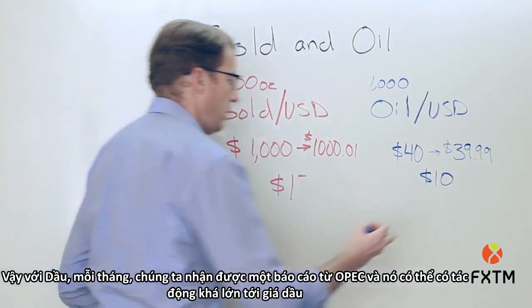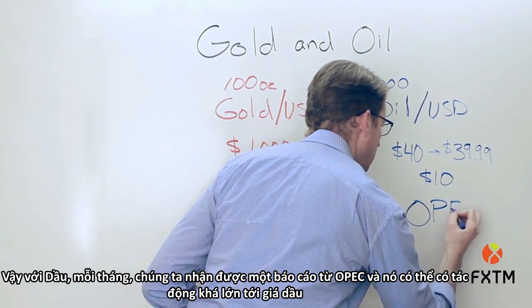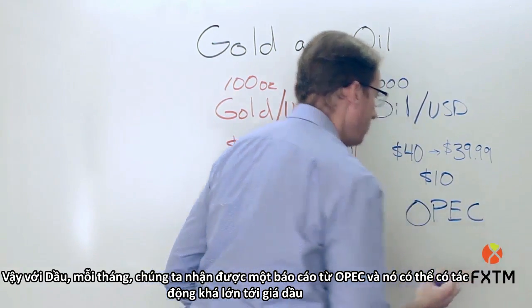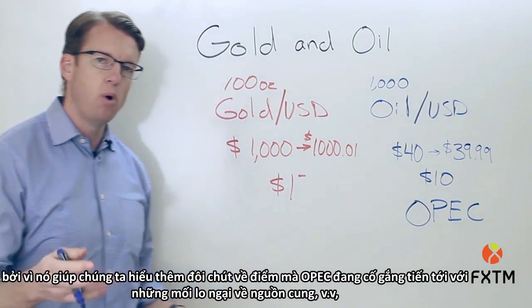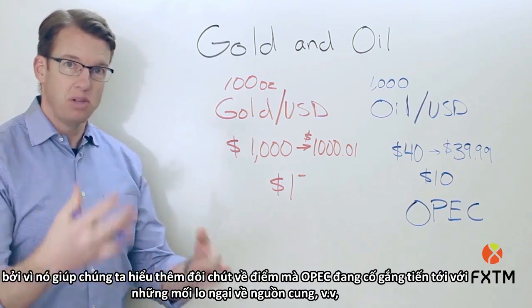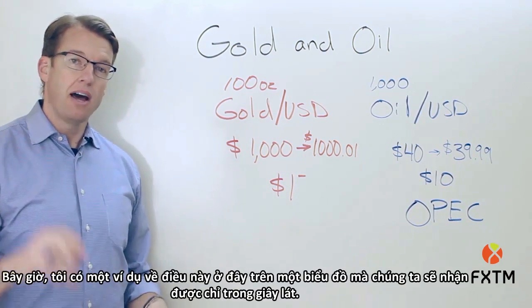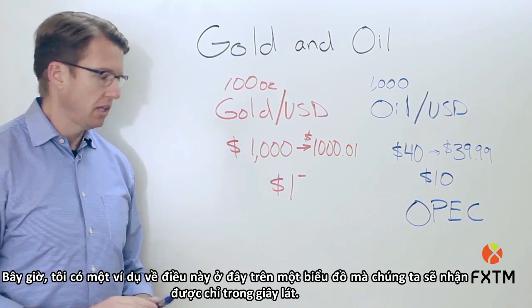So with oil, every month we do get a statement from OPEC, and it can have a fairly significant impact on the price of oil, because it helps us to understand a little bit more about where OPEC is trying to head with supply concerns and so forth. So where are they trying to steer the price? Now, I have an example of this here on a chart that we're going to get to in just a second.